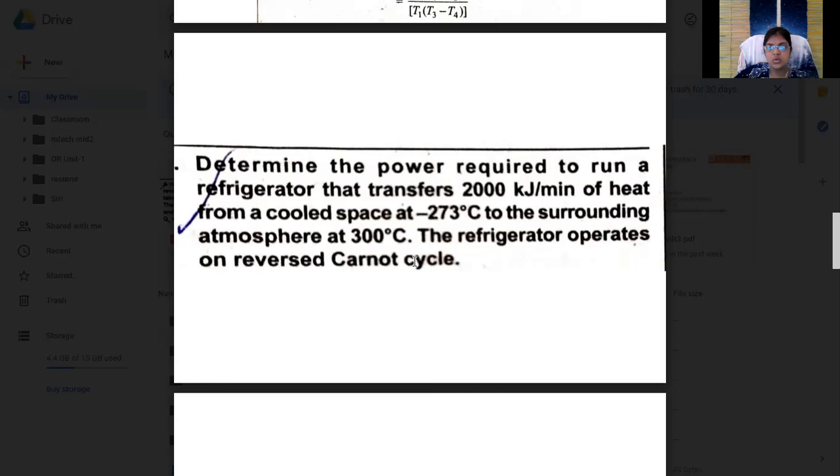And next problem we will see. Determine the power required to run a refrigerator that removes 2000 kilojoule per minute of heat from a cooled space at minus 273 degrees centigrade to the surrounding atmosphere at 300 degrees centigrade. The refrigerator operates on the reverse Carnot cycle.